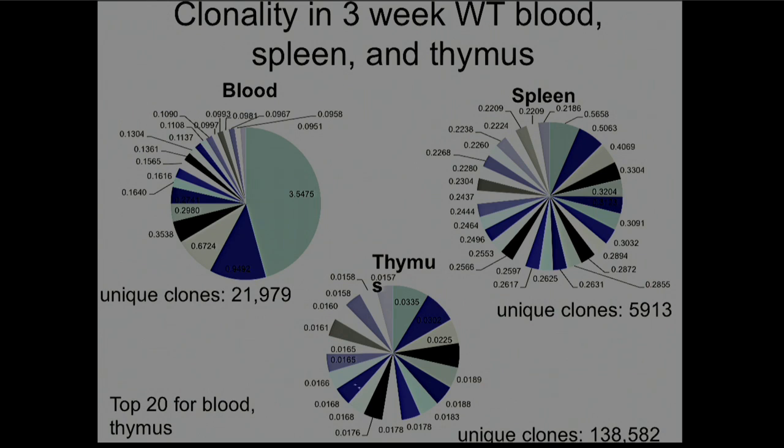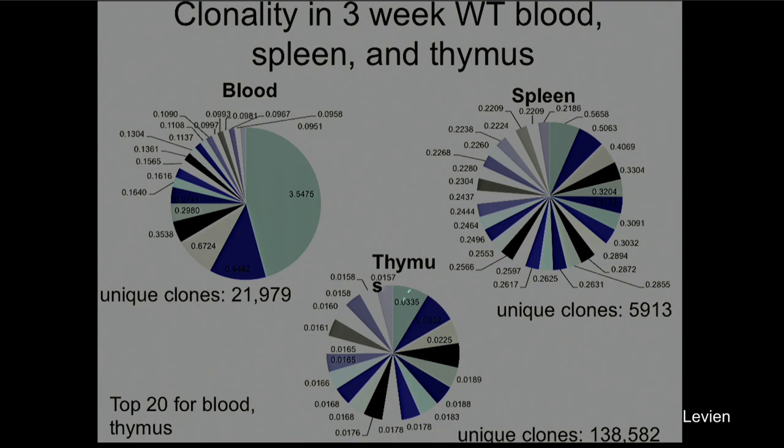And so there's a very low level of clones. There are 138,582 unique sequences in the thymus. So the thymus is a place for a lot of unique sequences that are sitting around waiting to be called forth if needed. This is what happens in the spleen, if just looking at T cells again.